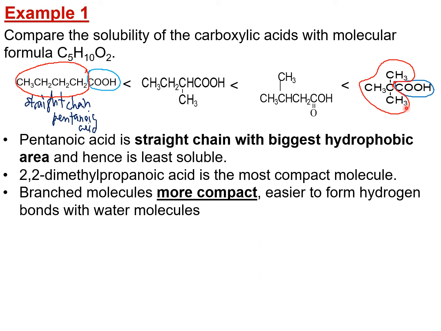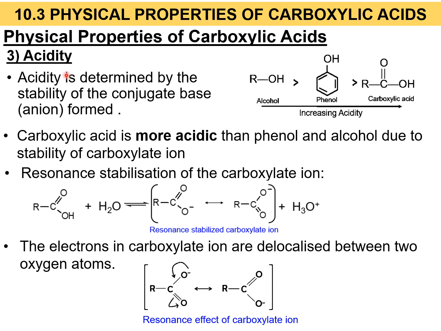Okay, sebab kenapa? Because dia punya hydrophobic area ni dah jadi compact compared to the straight chain pentanoic acid. Okay, so the last physical properties of carboxylic acids that you need to know is about dia punya acidity. Dah nama pun carboxylic acids kan. So macam mana you nak compare the acidity of carboxylic acids if given alcohol ataupun phenol. Okay, kita tahu alcohol ni dia ada acidity dia sendiri, phenol pun dia ada acidity-nya sendiri.